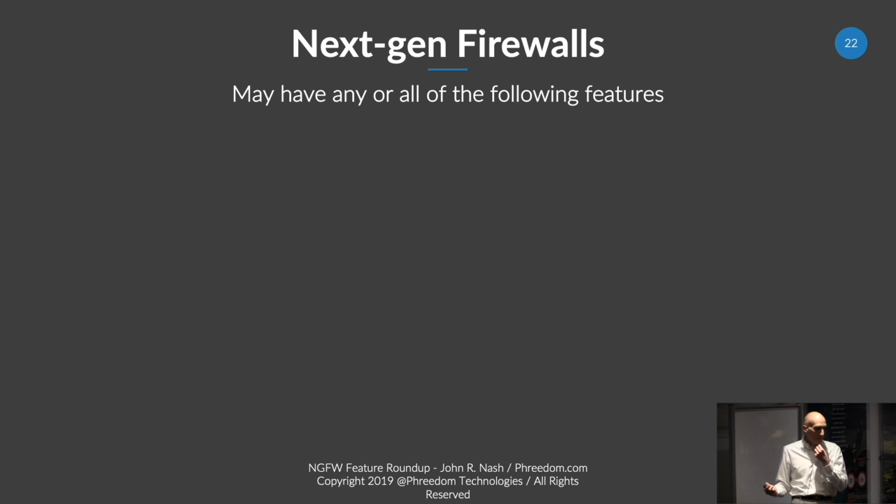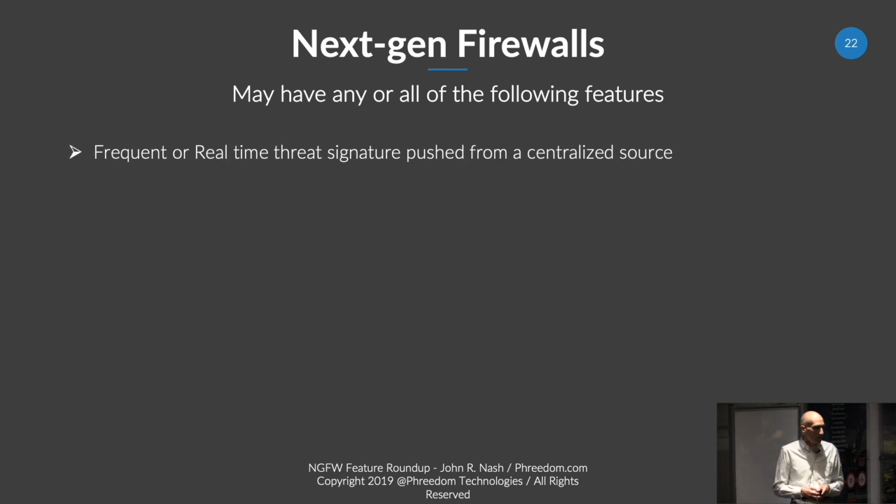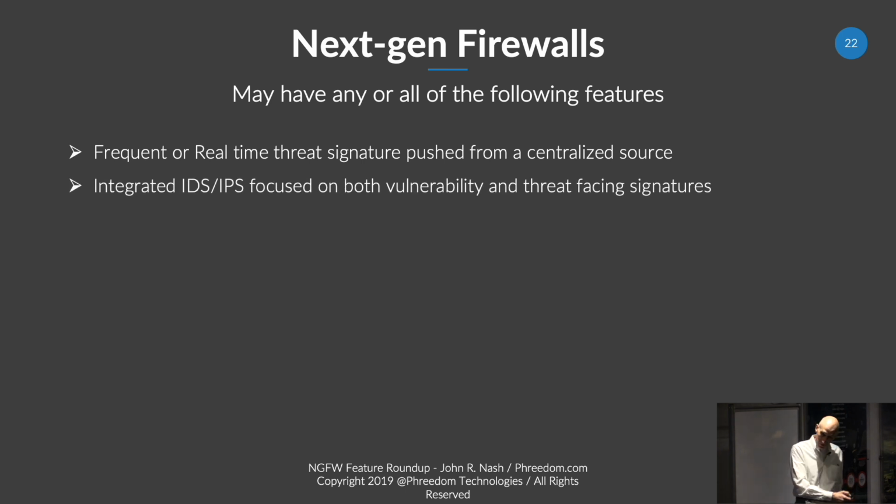So a lot of the leading firewalls, Fortinet, Palo Alto, Cisco, you can subscribe to cloud-based services where they have huge analytics engines. They're looking at the threat landscape across the internet, and they're saying, we found some important signature-based items that we're going to push down to your devices. So that is a common feature in next-generation firewalls. So integrated IDS, IPS focused on both vulnerability and threat-facing signatures. So IDS, IPS is intrusion detection and intrusion prevention. It's this web URL filtering service is tightly integrated. And we'll kind of get into that integration and why it's important.